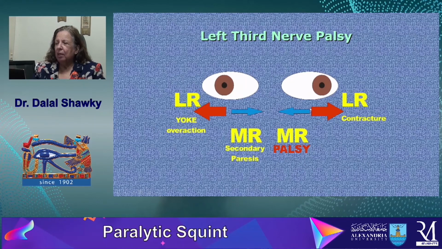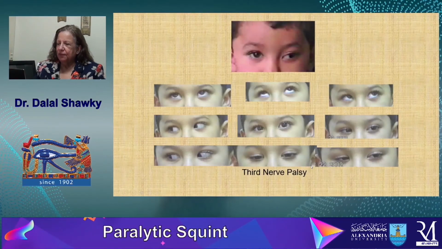So when we decide to operate, first, we have to recess the direct antagonist, which is the lateral rectus of the same eye. And if there is some action, not complete paralysis of the major rectus, we can resect this muscle. Like in this case, we recessed the lateral rectus by recession or weakening procedure, and we resected the major rectus, or strengthening procedure of this major rectus. And here is the post-operative. This is still the pre-operative. The post-operative is here.